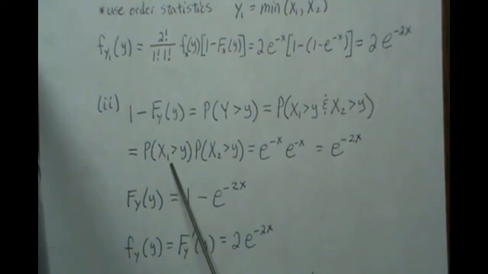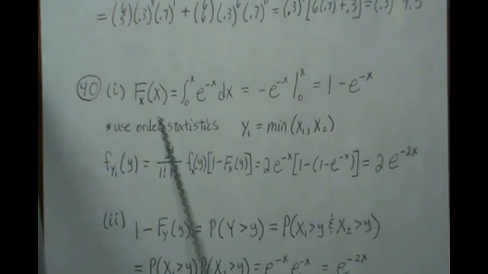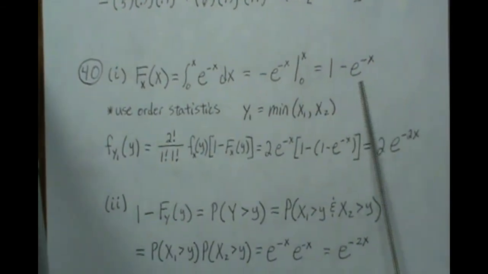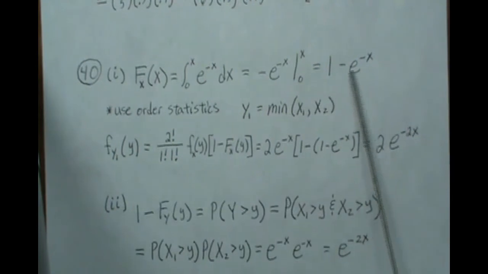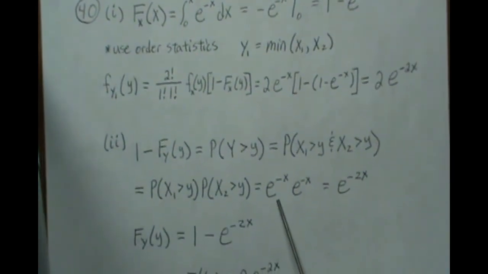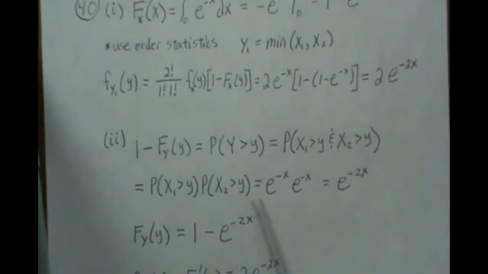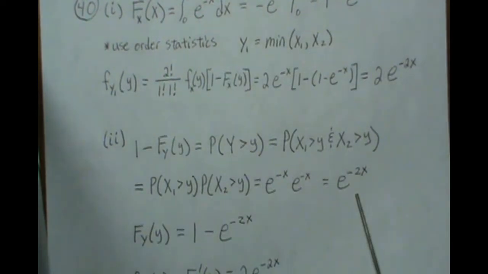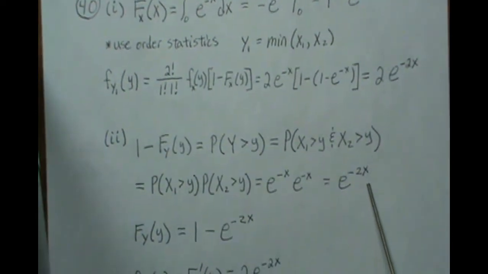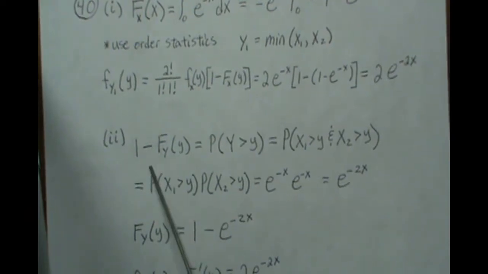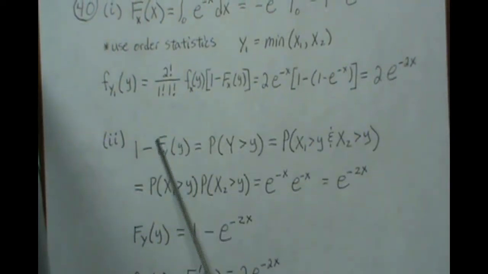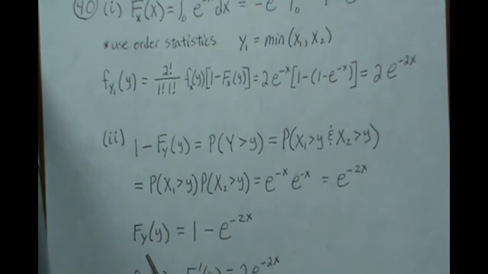Note that the probability of being greater than y is actually 1 minus that. So 1 minus this, you're just left with the e, which is what we get here. And there's 2 of them, so it's the product, and we get e to the minus 2x. But that's 1 minus F of y. So we can solve for this, and it becomes cap F of y is this.